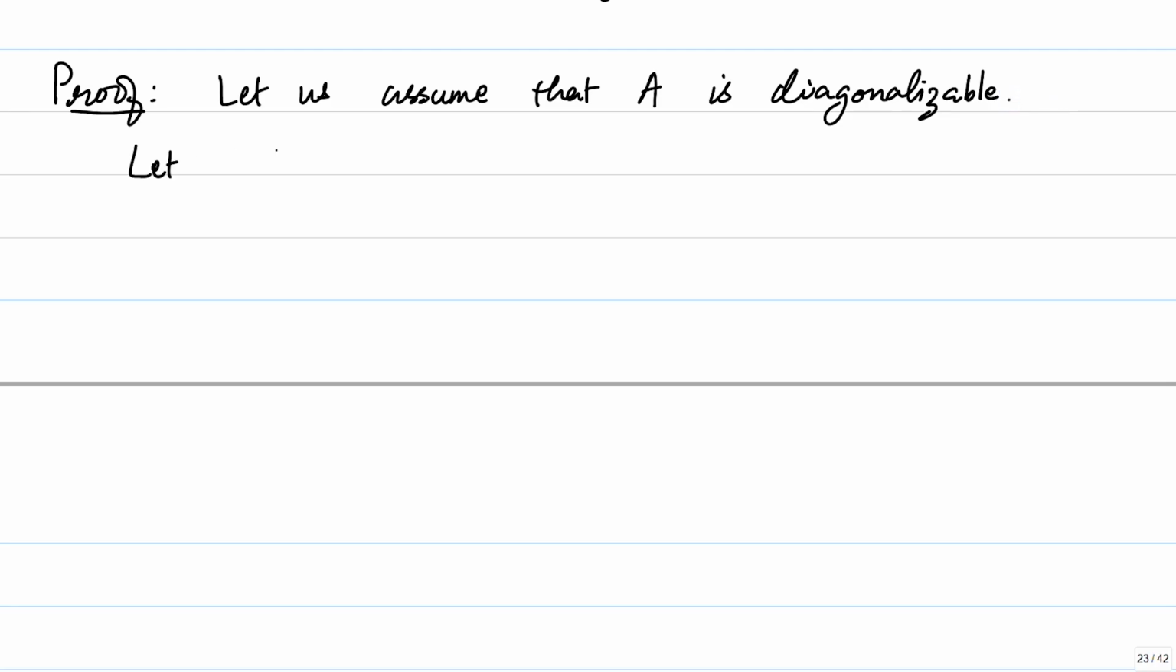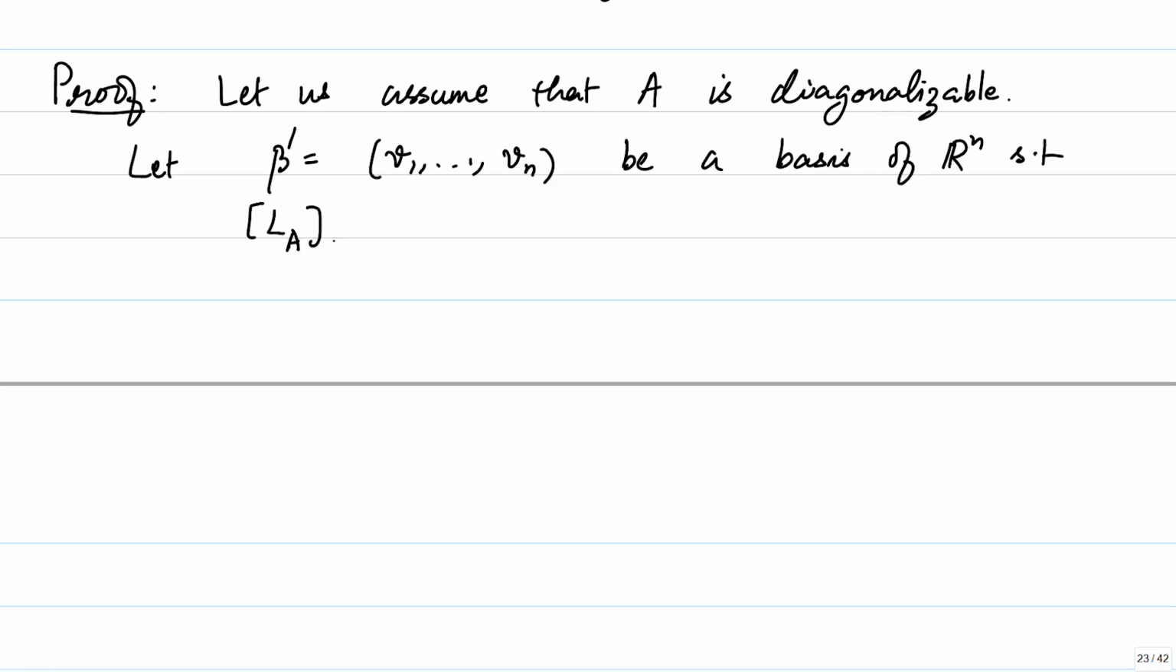So let beta prime be a basis V1 to Vn. Beta, let us keep for the standard basis. So, let beta prime be a basis of Rn such that LA with respect to beta prime is equal to a diagonal matrix, diagonal of A1 to An. Let us call this D.